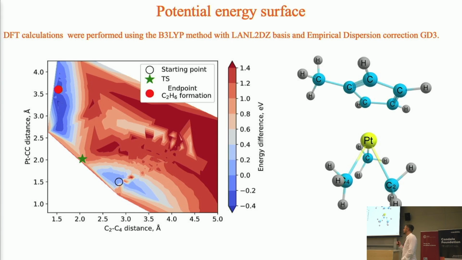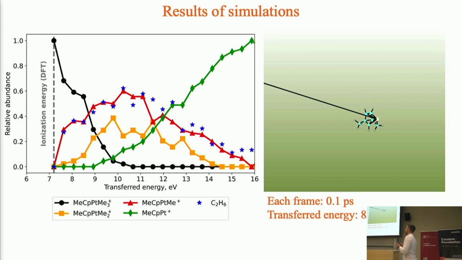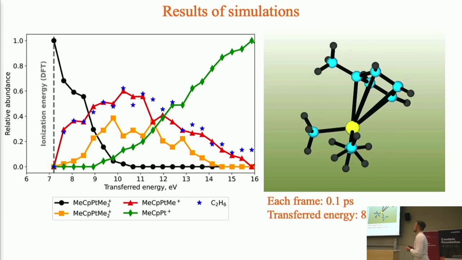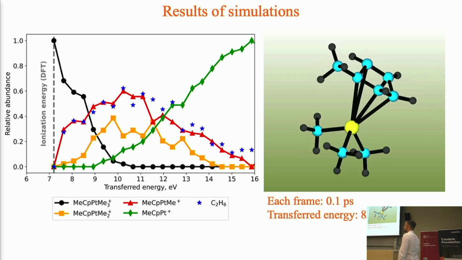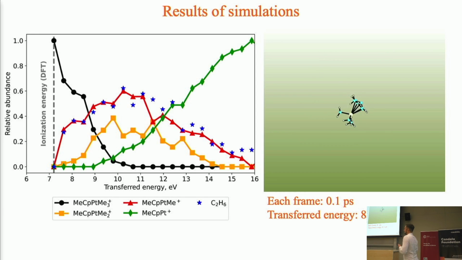It also needs to be mentioned that the interatomic distance between the platinum and C atoms is only 0.2 angstrom longer than the equilibrium distance. We assume that when the methyl groups have enough energy to overcome the transition state barrier and then approach each other, the simultaneous cleavage of these two covalent bonds leads to ethane formation. Here on the right side we have a short video from the MBN Explorer simulation which leads to ethane formation with transferred energy of close to 8 electron volts. On the left side we have an overview of the results, the relative abundance of the four major species, and the star marks indicate the ethane formation of this reaction.